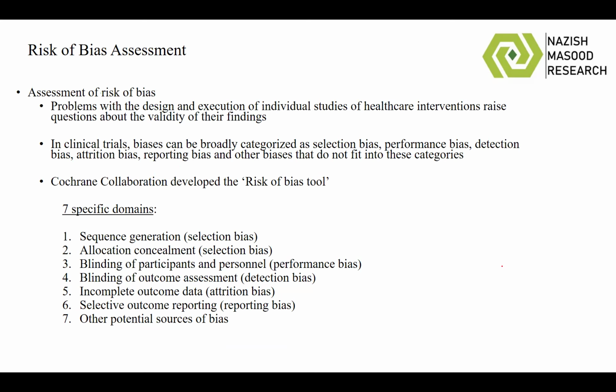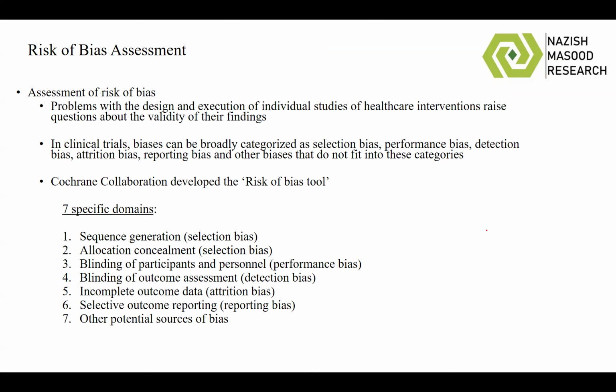So what is risk of bias? Basically, bias is a non-random error that is committed when you are doing a study. Now, that error can be made at the inception, meaning at the designing of the study. That error can be made at the conducting of the study, and that error can also be made at the time of analysis.